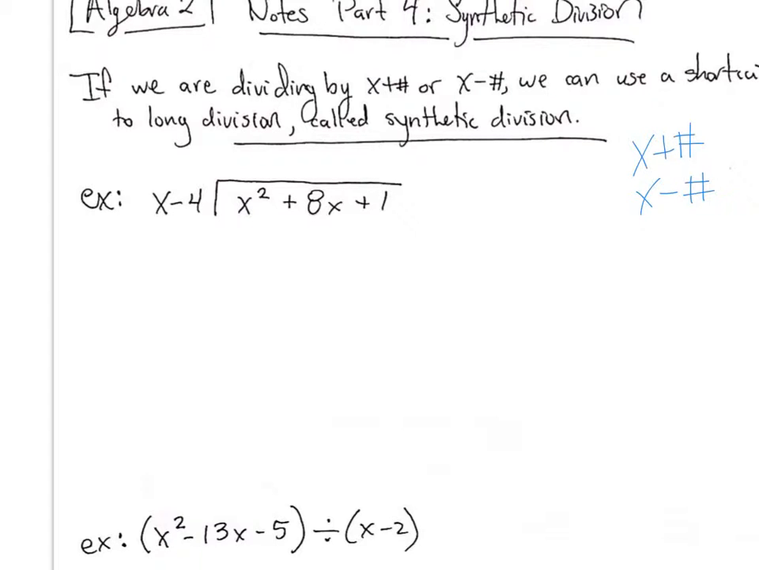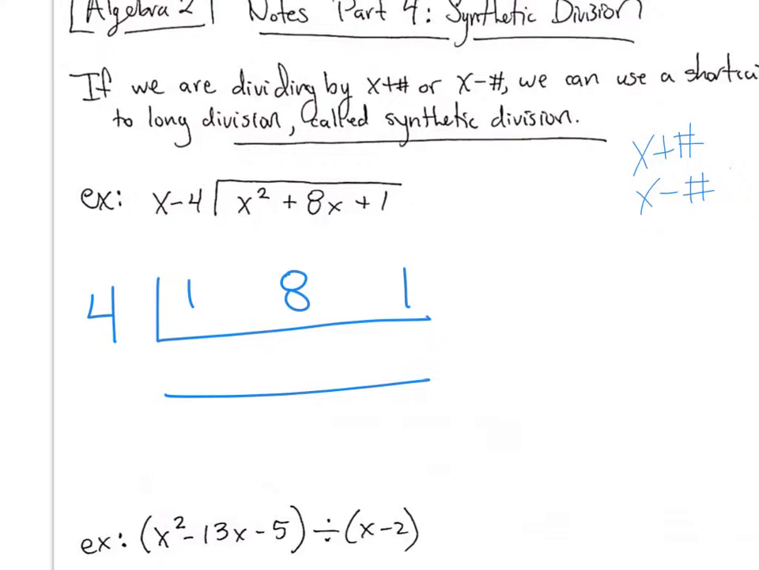So here's the way it works. Because we have this x minus 4 here, we change the sign of the number, so that's 4, and the numbers that we write in here are the coefficients, so 1 and 8 and 1. And we don't have to write as much because we're not paying attention to the x's. I draw a little line down here, and we start by bringing down the 1.